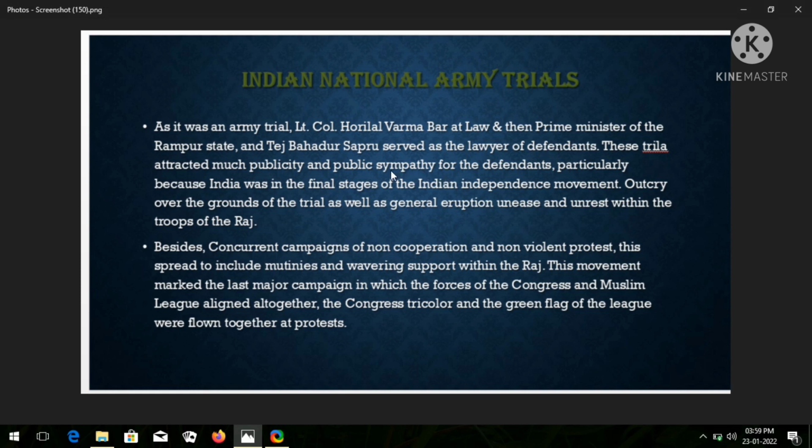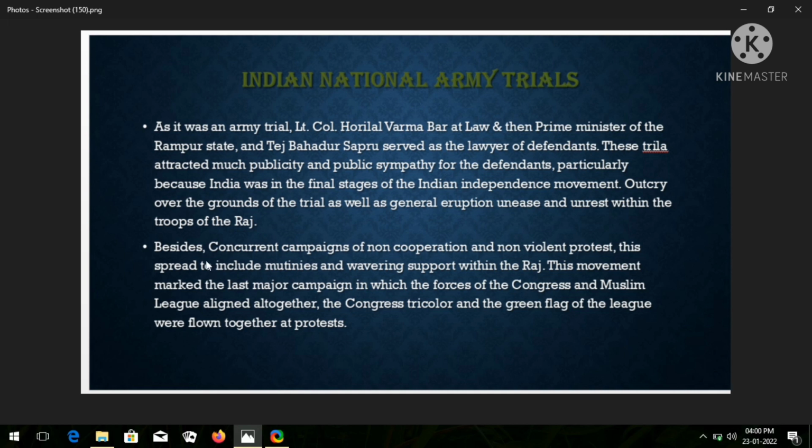You know what happened ultimately at that point of time? There was huge publicity and public sympathy gained by the defendants, right? Particularly because India was in the final stage of the Indian independence movement. Fine. And further outcry over the grounds of the trial, as well as a general eruption of unrest within the troops of the Raj. And what happened consequently? One major breakthrough occurred within the British army: a general eruption of unease and unrest appeared within the troops of the Raj.